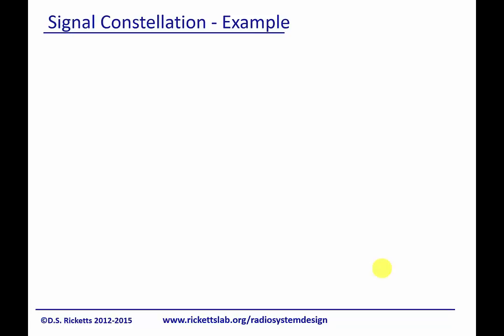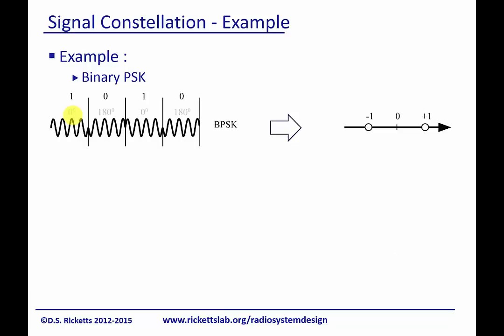So let's look at an example. This is binary phase shift keying. We saw this before. This is where we have 0 and 180.